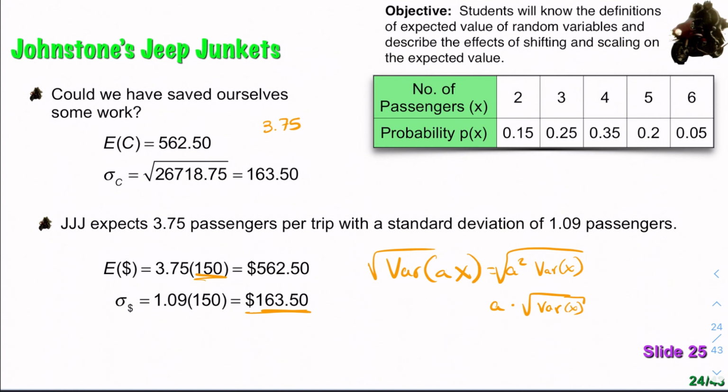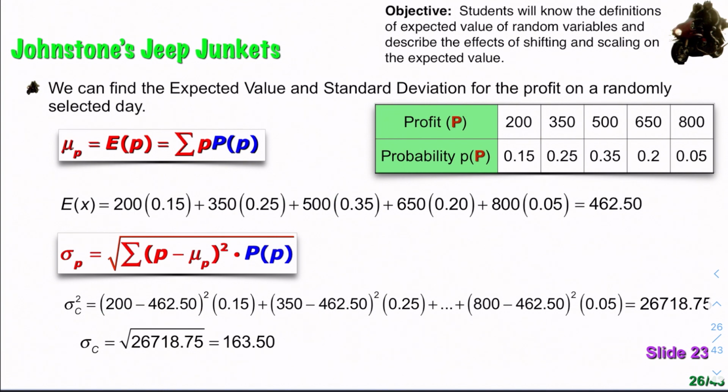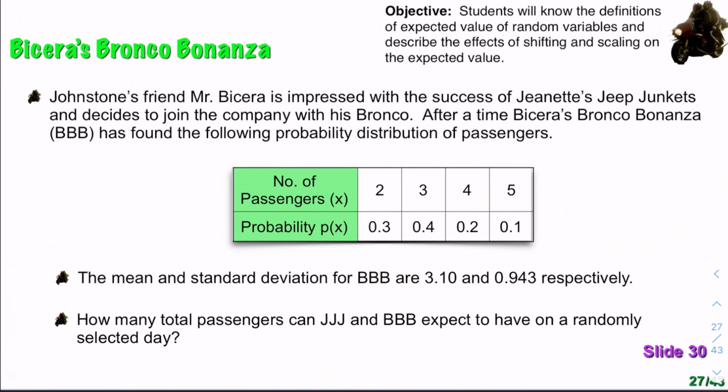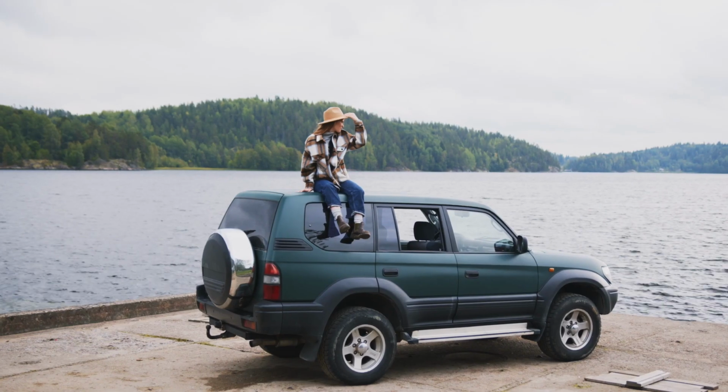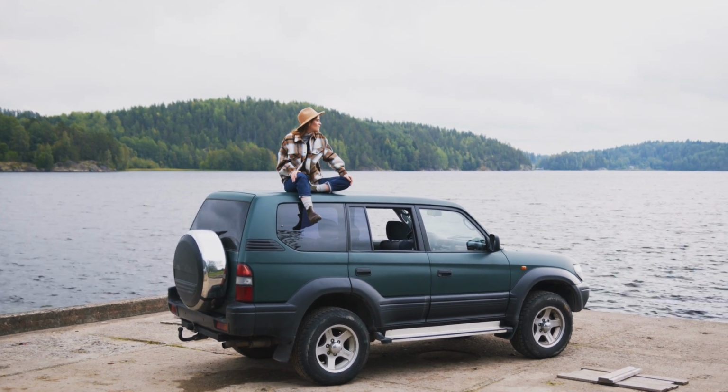Okay, so we looked at a probability model for passengers. We looked at the probability model for costs. And we see that we could just easily calculate by doing a multiple. Well, let's say Mr. Becerro wants to form his own company called Becerro's Bronco Bonanza.